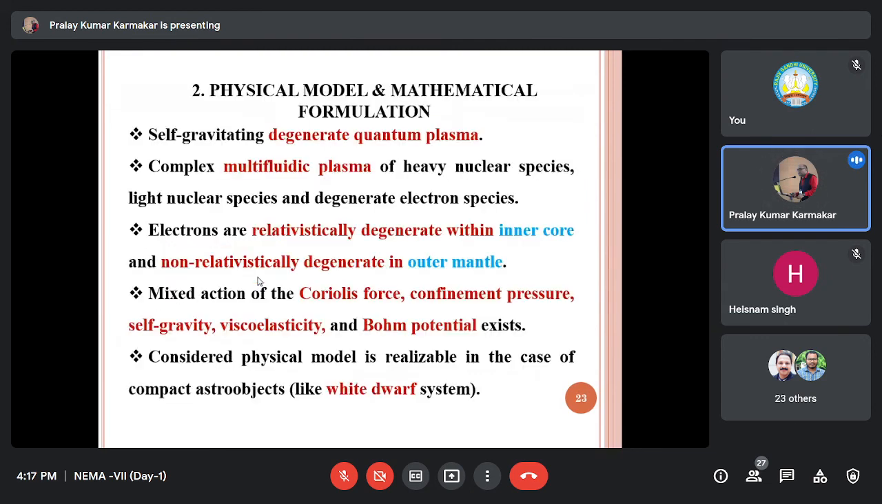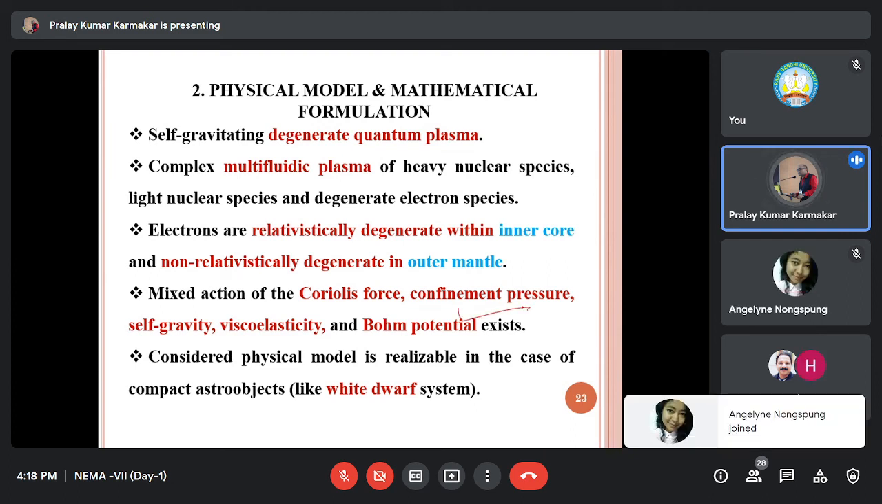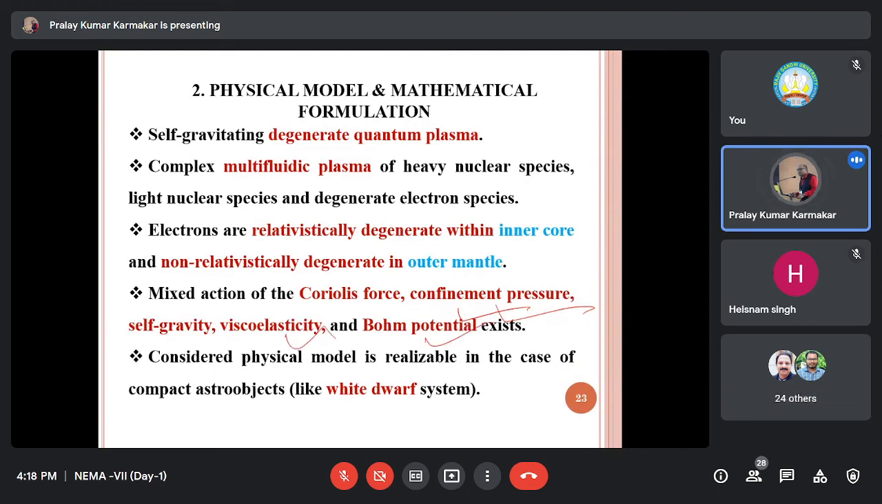Accordingly, we consider our physical model this way. It starts from our work: a degenerate quantum plasma system, multifluid model, relativistically degenerate within the inner core and non-relativistically degenerate electrons in the outer mantle, and the mixed action of Coriolis force and then confinement pressure. This is also something we are considering for the first time. I will discuss it later. Then self-gravitational effect, viscoelasticity, and Bohm potential together.